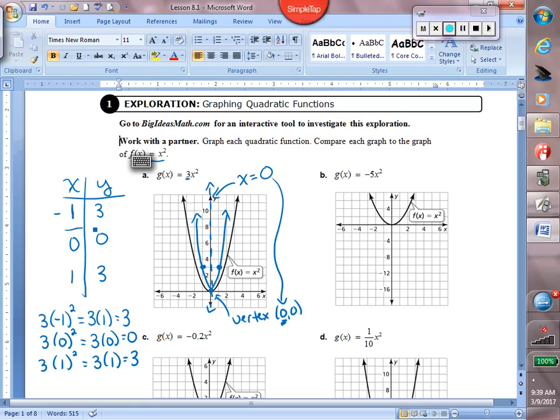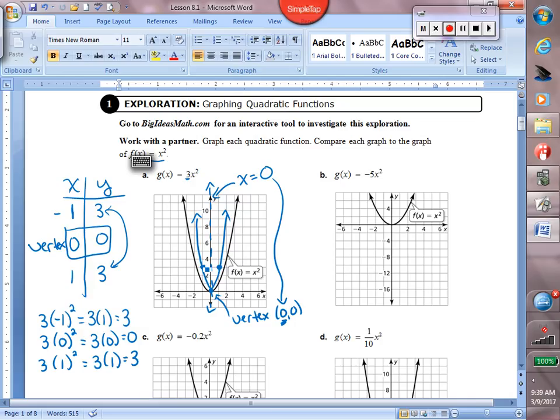Again, same value as the x from our vertex. Also, take a look at your table. Here's my vertex, and notice the y values are the same on either side of it. Remember, our graph is symmetric. So once you know one side of the graph, here's the point -1, 3, there's going to be a point on the other side that mirrors it. The graph is symmetric.